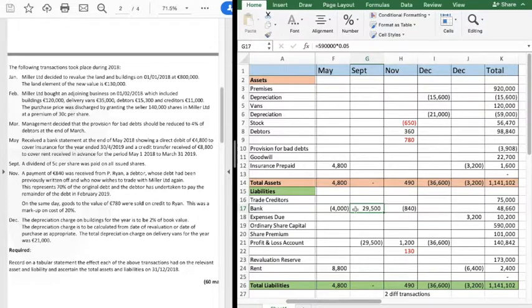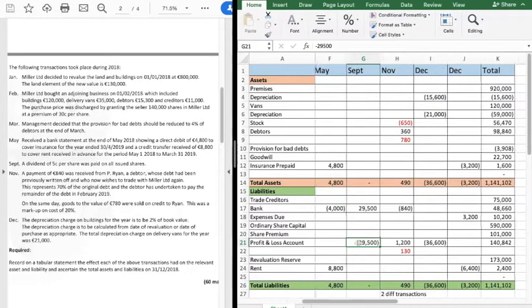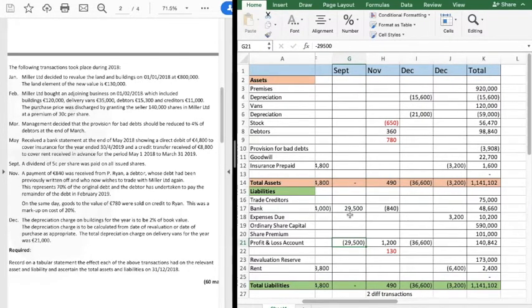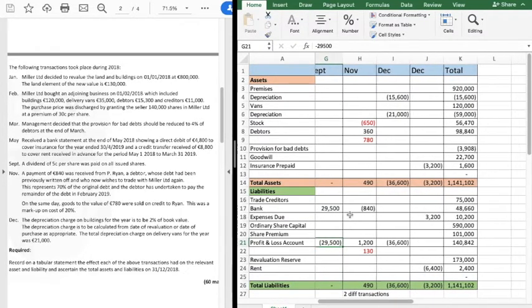Okay, so our bank account is decreasing by 29,500, and our profit and loss is decreasing by 29,500, because of the shareholders' happiness, and they feel they're getting their money back in dividends there.